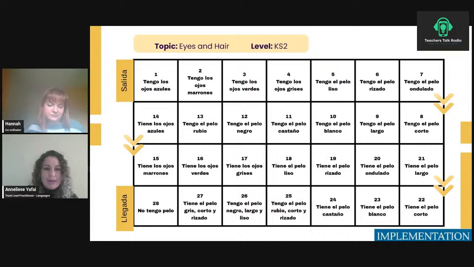we then move to the no snakes, no ladders. So again, you can see on here, as it says, they'll roll a dice, they'll get to number 4, they'll have the tengo los ojos grises, and then they will have the 2 partners who are working together, and there'll be 1 third person who will have the answers. So they'll then translate, and the third person is saying whether it's correct or not.